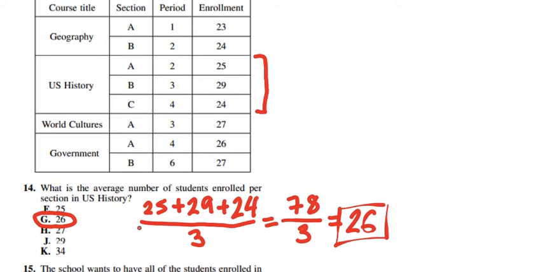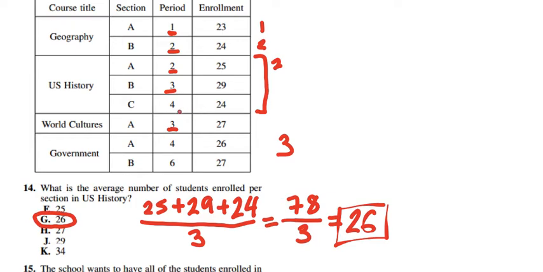If we scroll up, period 1, this is the only section of period 1, and that's 23, so it's not period 1. Period 2 has these 2 sections. 24 plus 25 is 49, which is still less than 52. If we check period 3, we have 29 plus 27. 29 plus 27 is over 52. So period 3 is one of the periods where they will not have enough books.